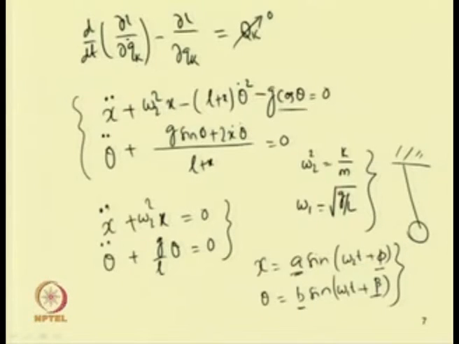So, in this case we have two uncoupled equations. If theta is small, the responses are uncoupled. That means the extension of the spring, that is x, does not depend on theta, that is the rotation of the pendulum. So, these are two different modes of oscillation.